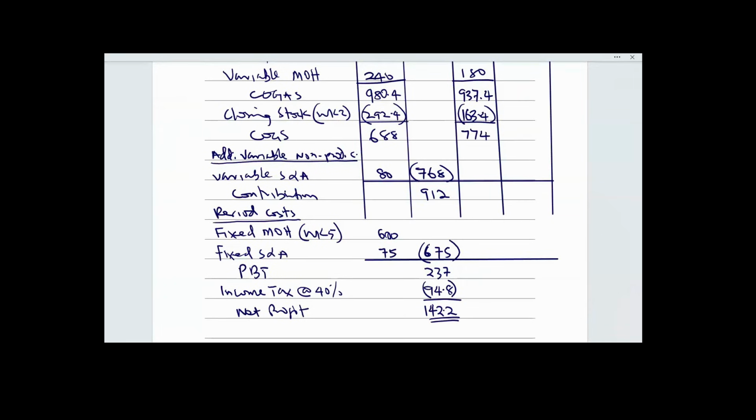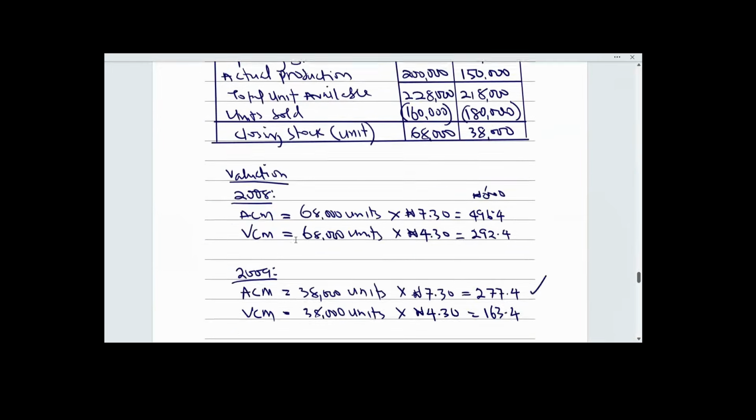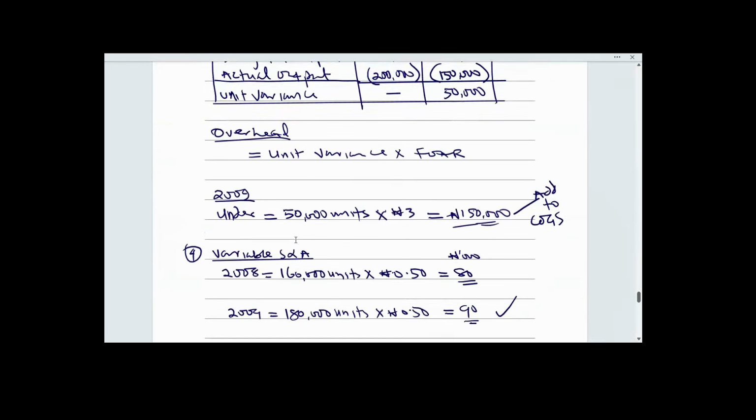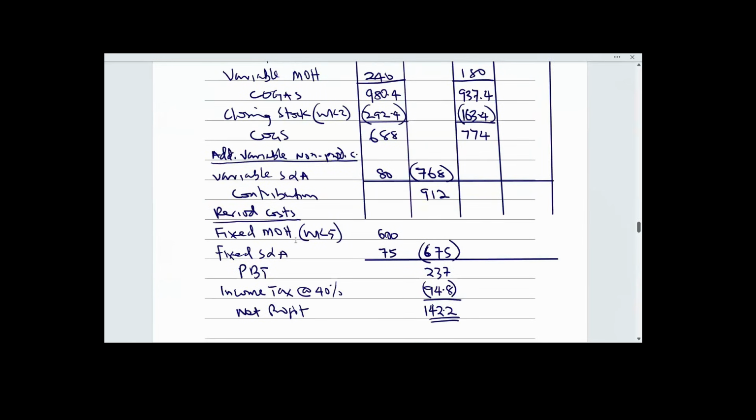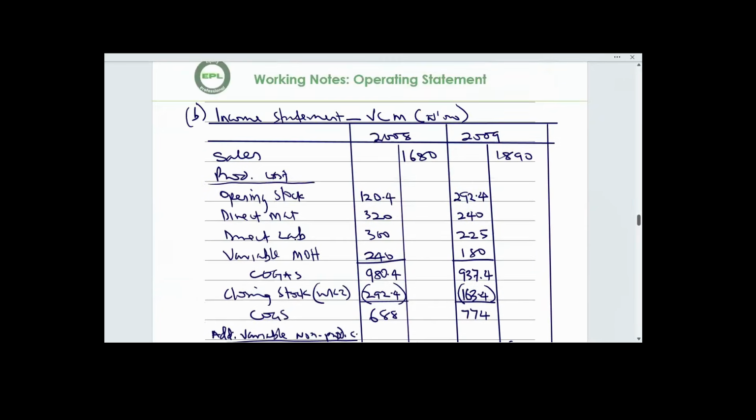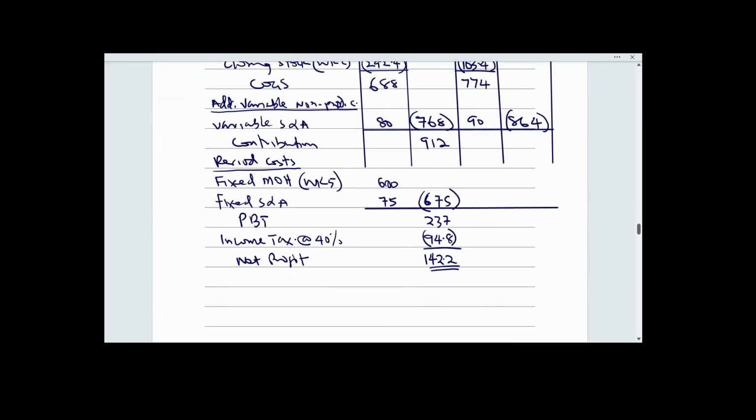774. That's the cost of goods sold. You then add variable non-production costs. For the variable non-production costs in 2009, I think we calculated 90,000 naira. Yes, variable selling expenses, 90,000. So here will be 90. 90 plus 774, that's 864. Minus 1890 gives 1026.